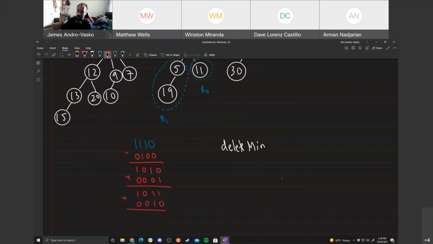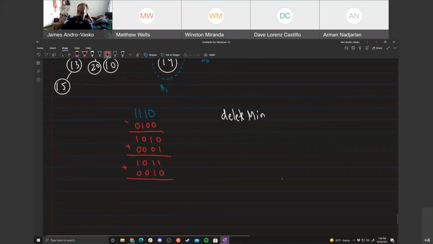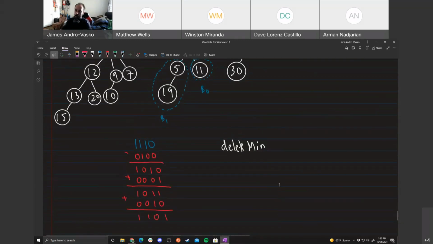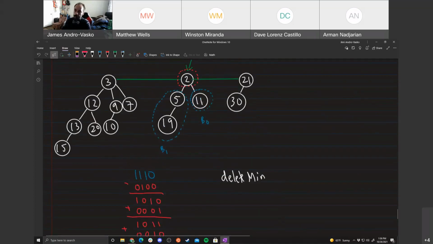And that's going to cause some merging to have to happen. The result is going to be 1, 1, 0, 1. So we have the math. Let's go ahead and actually draw this up. So this 11 by itself is not going to cause any issue. We're going to have to merge the 5, 19 with 21, 30 because we have these two B1 trees. We have to merge them together to create a new structure.